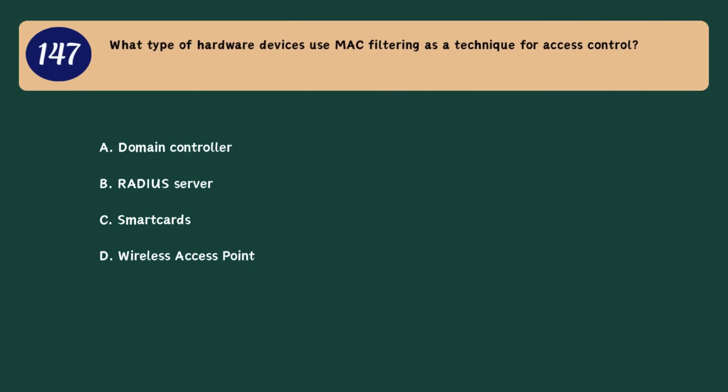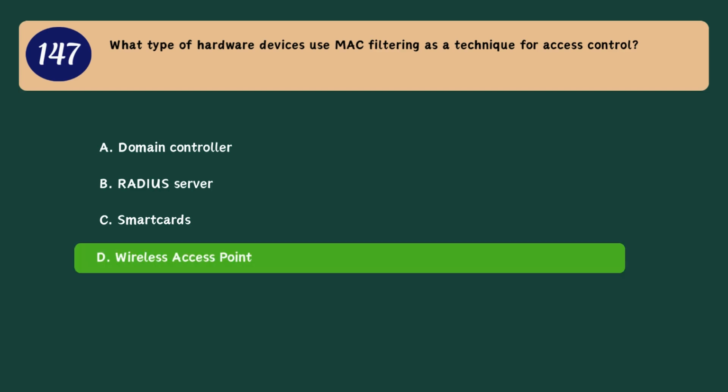Question 147. What type of hardware devices use MAC filtering as a technique for access control? A. Domain controller, B. Radius server, C. Smart cards, D. Wireless access point. Correct answer: D. Wireless access point.